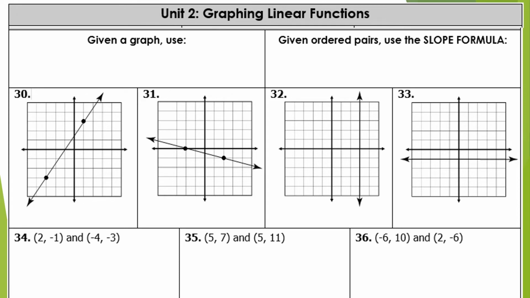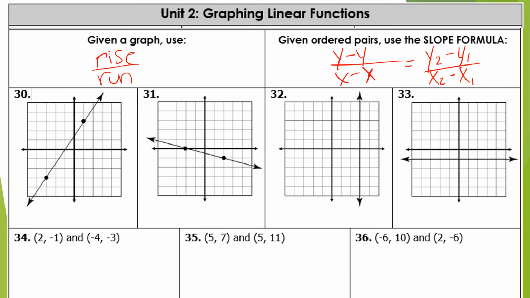Let's take a quick look at reviewing slope. So given a graph, you're going to use your rise over run. And then of course we have some special cases as well. If you're given ordered pairs, remember we're going to use slope y minus y over x minus x. Or you might have learned that, with the subscripts, y sub 2 minus y sub 1 over x sub 2 minus x sub 1, which means just make sure you're creating a pattern. Now, given a graph, let's just count rise over run.